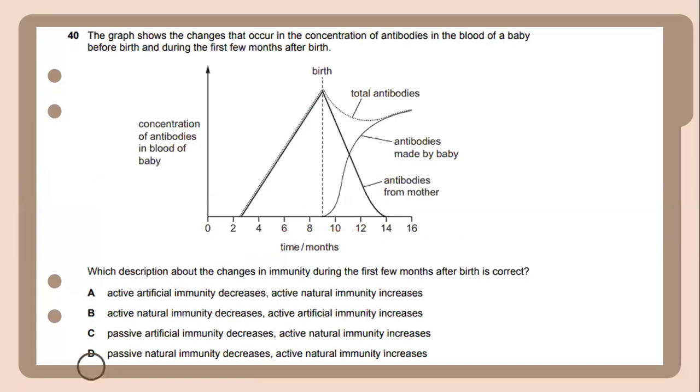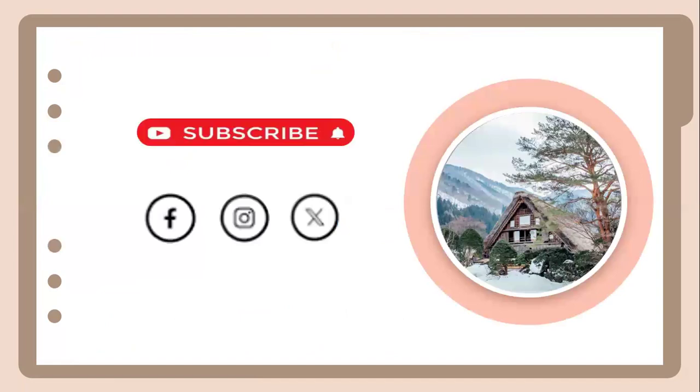And number 40, the graph shows the changes that occurred in the concentrations of antibody in the blood of a baby before birth and during the first few months after birth. Which description about the changes in immunity during the first few months after birth is correct? The correct answer will be passive natural immunity decreases, active natural immunity increases.